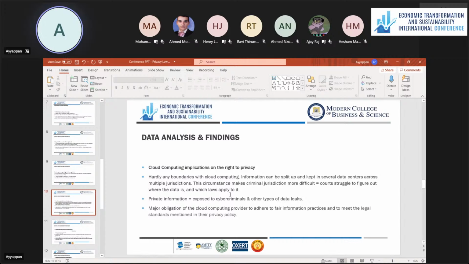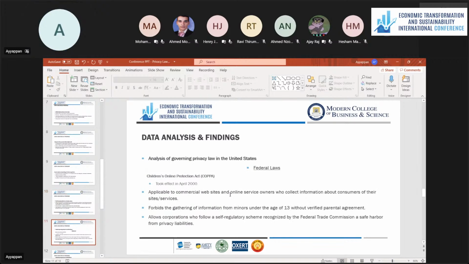So the major obligation of the cloud computing provider is to adhere to the fair information practices and to meet the legal standards mentioned in their privacy policy. So a detailed analysis on the governing privacy policies in the United States has been undertaken by the researcher.